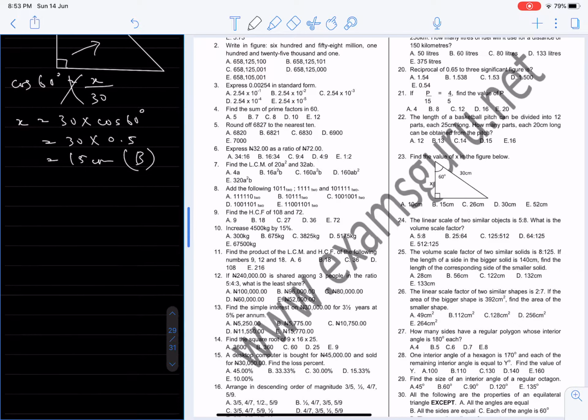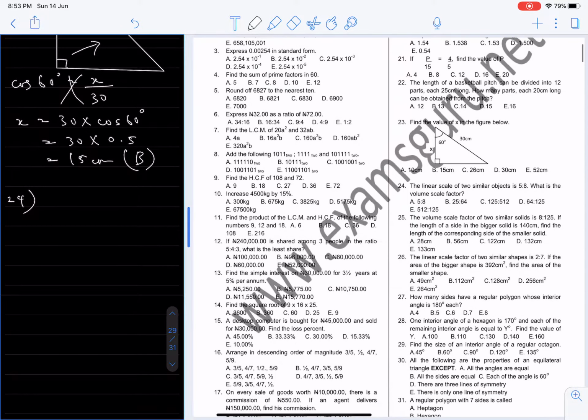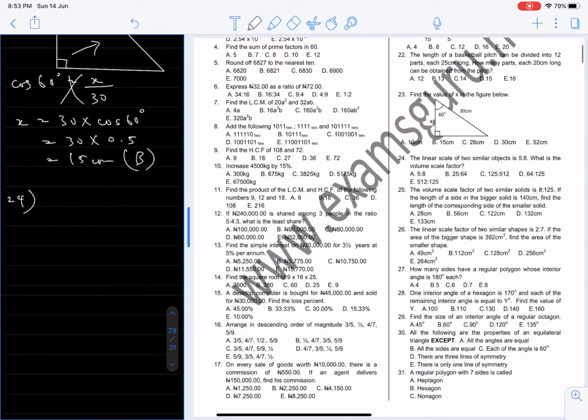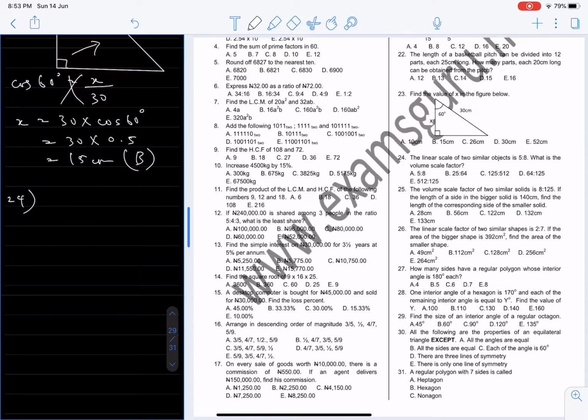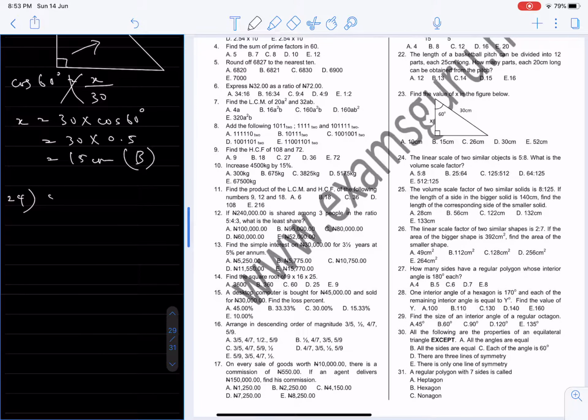Now to the next, number 24, very quickly. 24. The linear scale of two similar objects is 5 to 8. What is the volume scale factor? Of course, volume is a cubic factor.